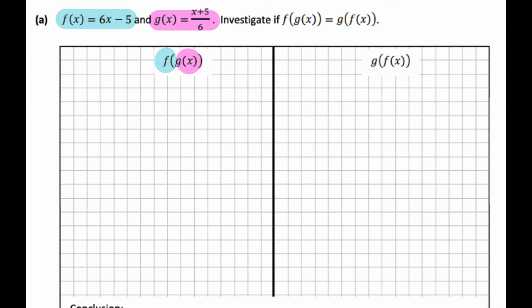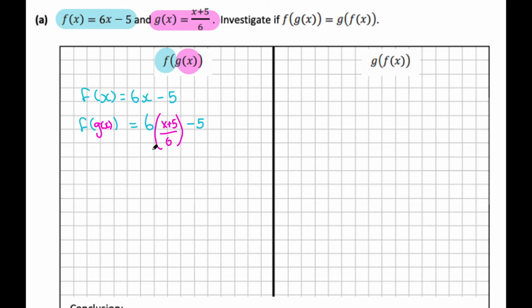So here I have f of x first. I would write that down for myself. F of x is equal to 6x minus 5, and then I'm going to be putting into that, instead of where I have the x, I'm going to replace it with what g of x is. So instead of 6x, I'm now going to be filling in what g of x is, which is x plus 5 all over 6. So I'm going to have here g of x, just to show that I'm filling that in, and then I'm going to put here x plus 5 all over 6.